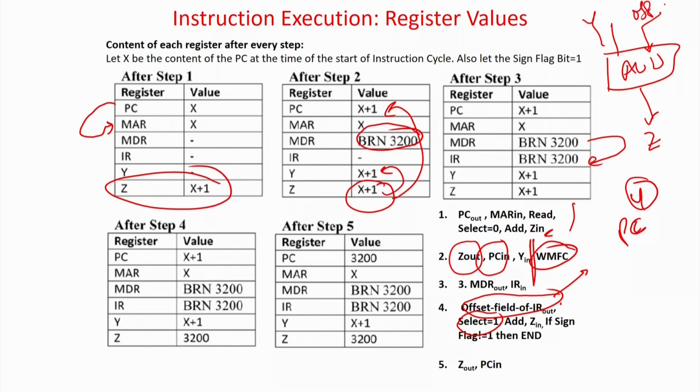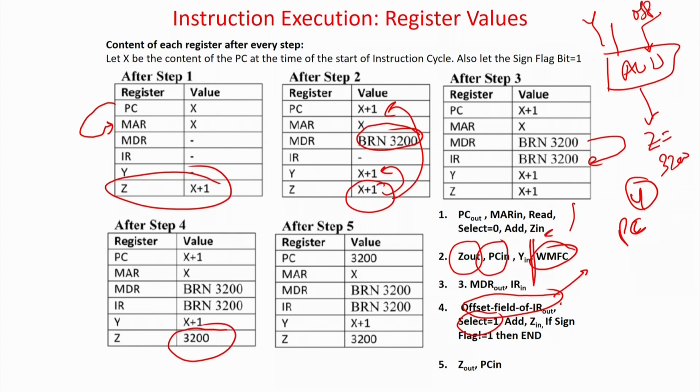We have already seen that Y is nothing but your PC, and you are adding it to the offset. So, Z will be nothing but equal to 3200, the jump address. You have already seen the calculation. So, your Z is having the value of 3200 after doing the calculation in the 4th stage.